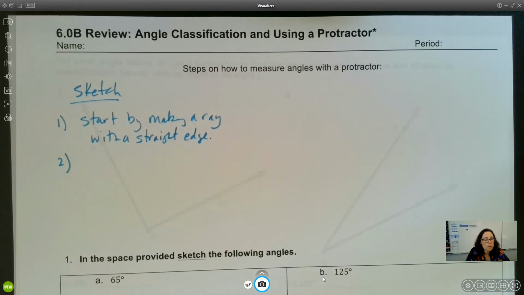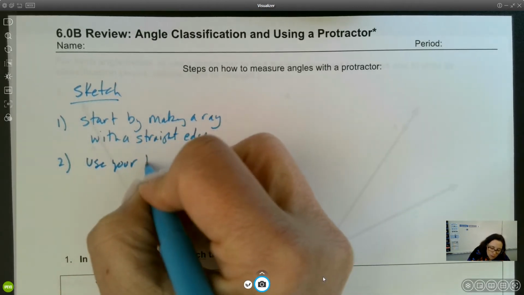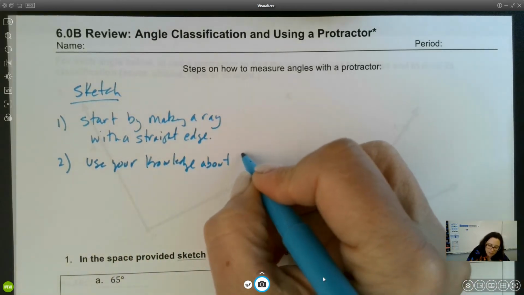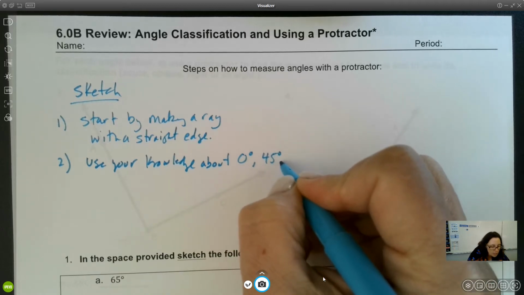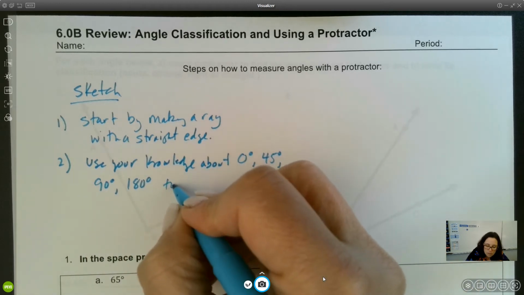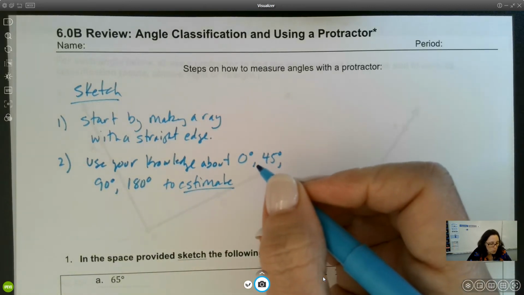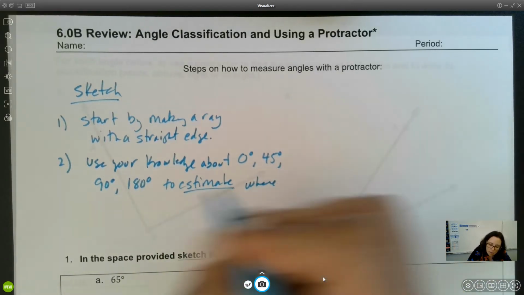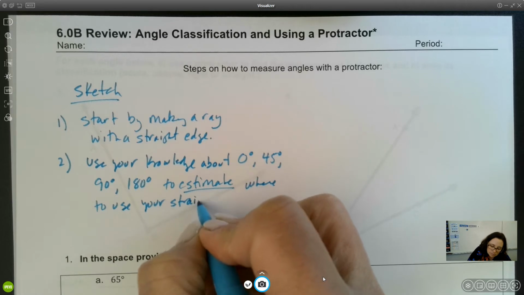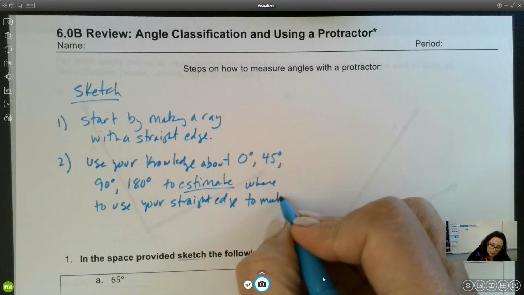Number 2, you're going to use your knowledge about 0 degrees, 45 degrees, 90 degrees, 180 degrees to estimate where to use your straight edge to make the other ray.